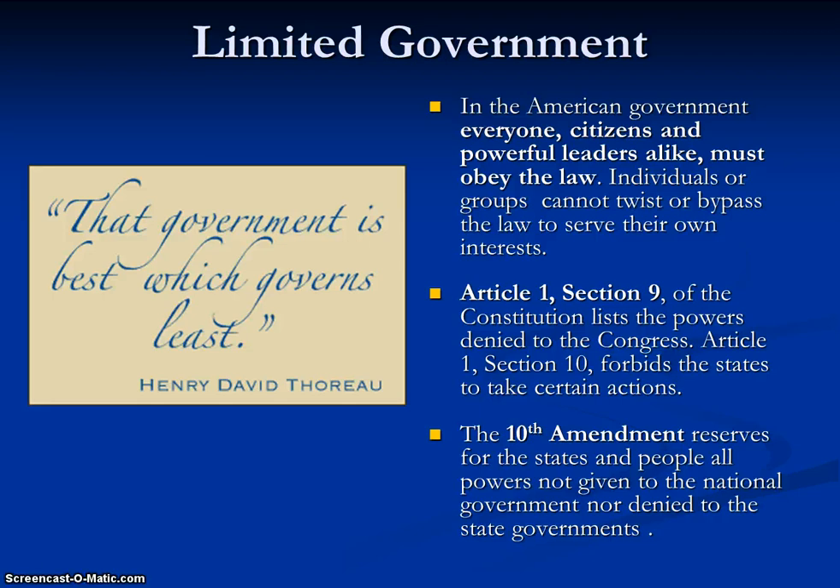Article 1, Section 9 of the Constitution lists the powers that are denied to Congress. Article 1, Section 10 forbids the states from taking certain actions. And again, the 10th Amendment reserves for the states and people all the powers that the national government is not explicitly given.